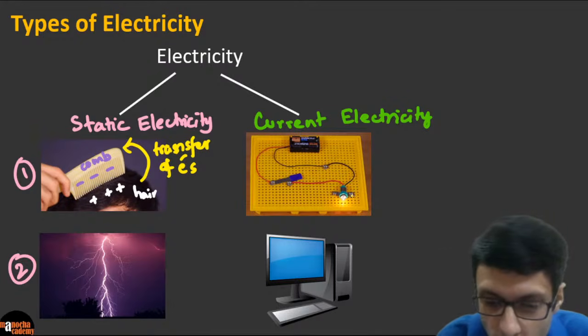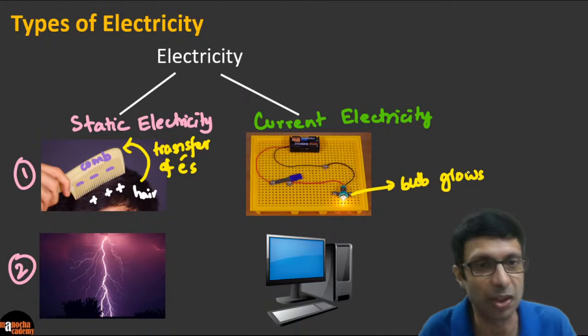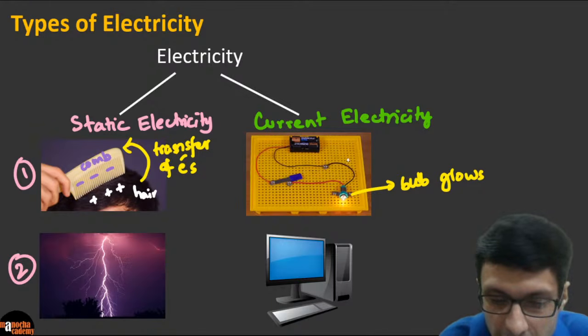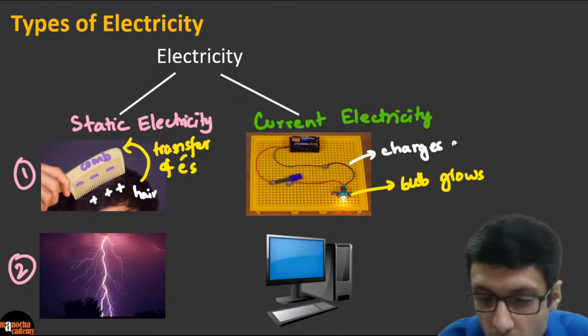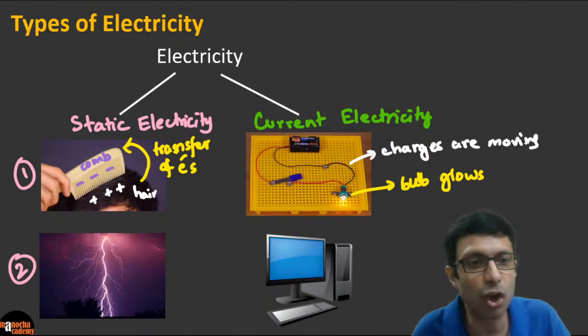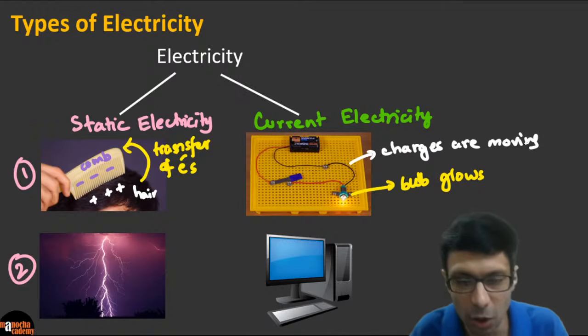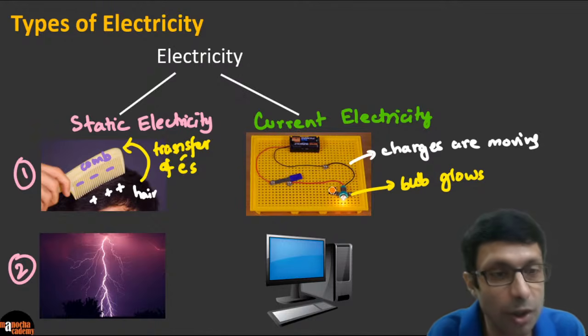Can you see this bulb is glowing in the picture here? So the bulb glows, right? And that is an example of current electricity because current is flowing in the wires. So we have current flowing in the wires, or we should say charges are moving, okay? So the important thing is that there are some charge particles, because you know electricity is about charges, right? So there is charge moving continuously in the wire, okay? So there is continuously some motion of charge happening in these wires, which is causing the bulb to glow.